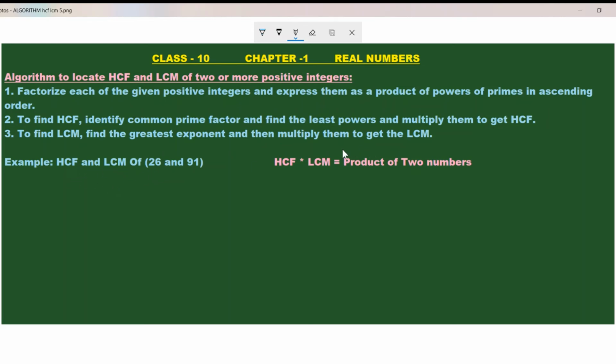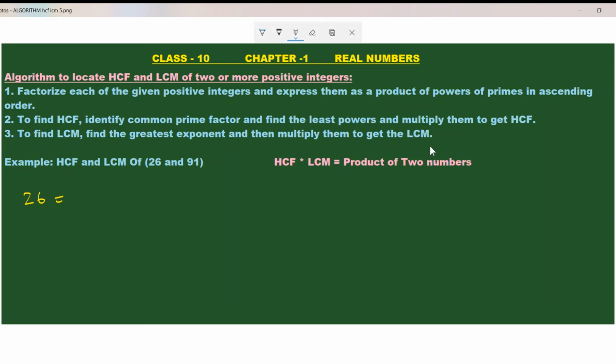Here they have given the relation between HCF and LCM and the numbers given. You can see the product of HCF and LCM will be equal to the product of the given two numbers. Let's see that. First, we are going to find the prime factors of 26.